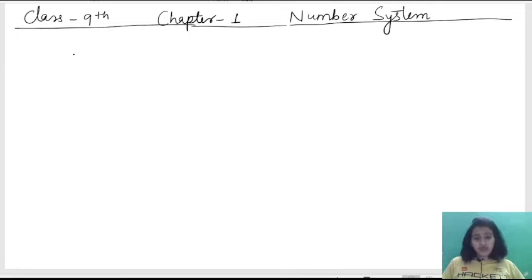Today we are going to start with our new chapter of class 9, that is chapter number 1. Chapter name as number system, right? Now obviously, as we know, there are so many types of numbers, right? How many types of numbers we are having? First is natural numbers, right? What exactly natural numbers are?